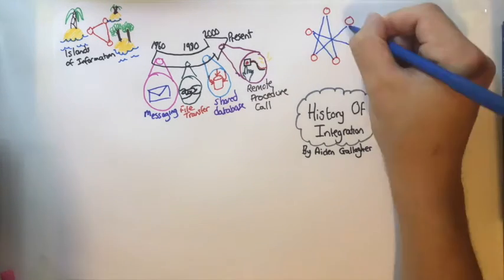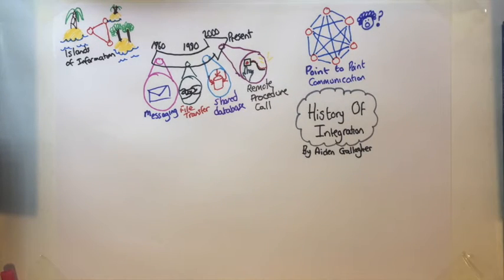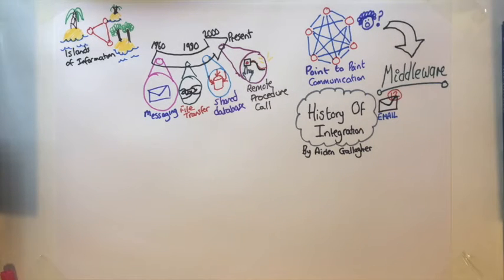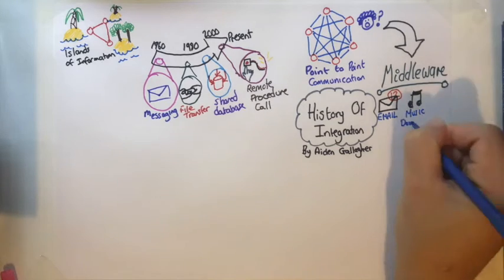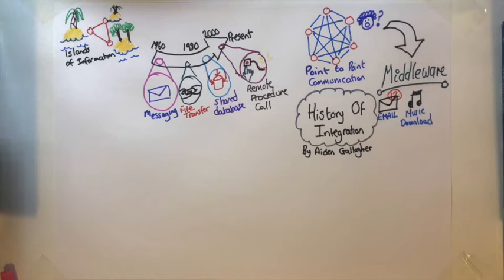These systems began connecting to each other more and more, creating a web of communication that was difficult to understand and manage. To combat this, integration applications were created and given the umbrella term of middleware solutions. You see these products all around you from day to day. They include email, a form of file transfer, music download, which is also a file transfer, and ATM, which uses messaging, databases, and remote procedure calls.